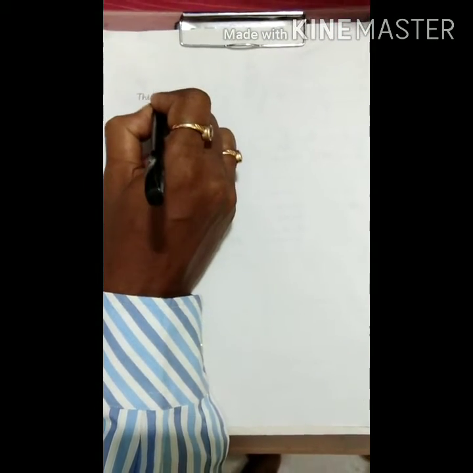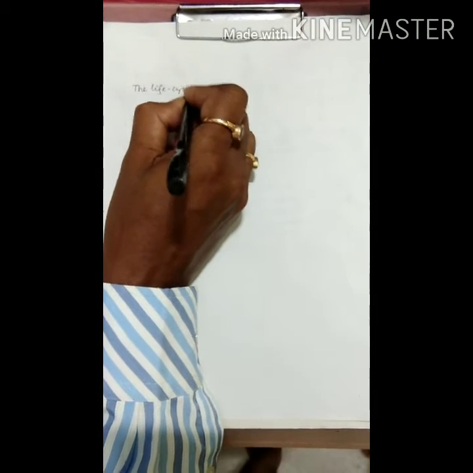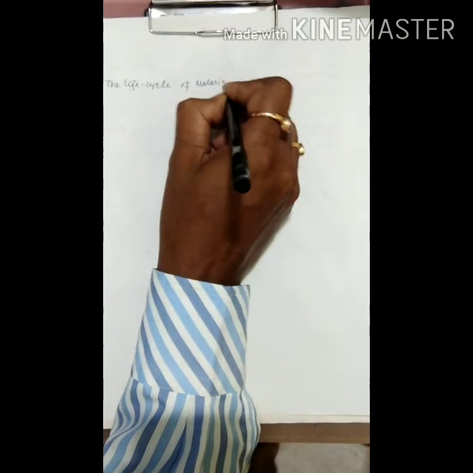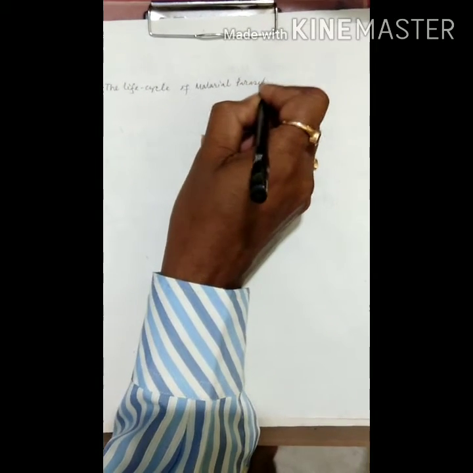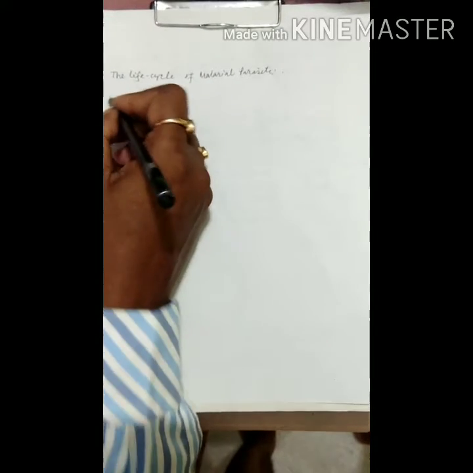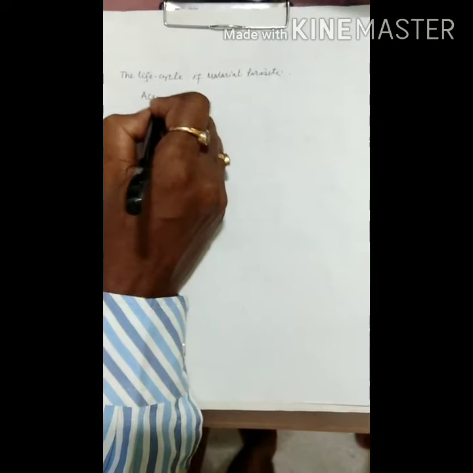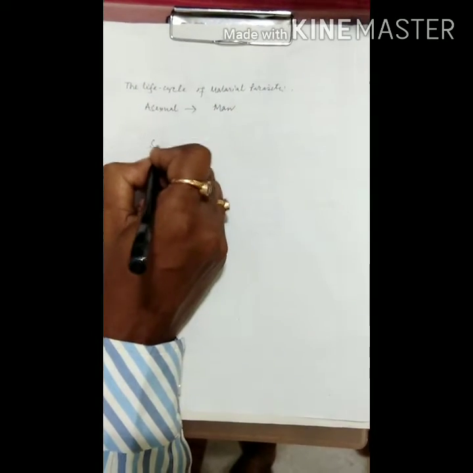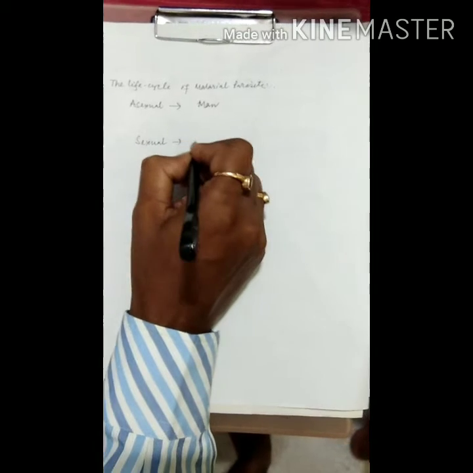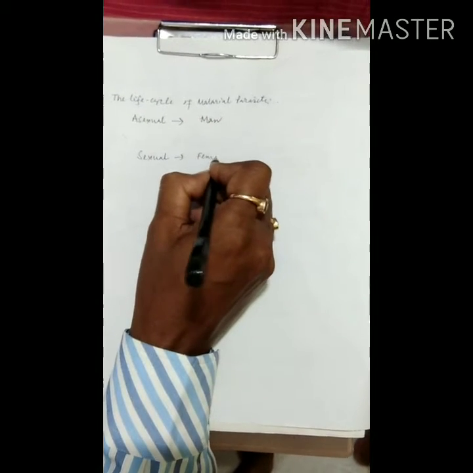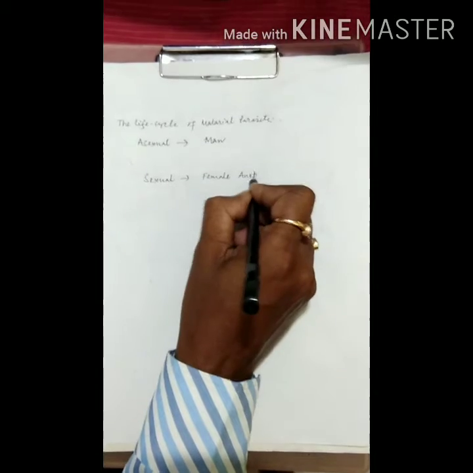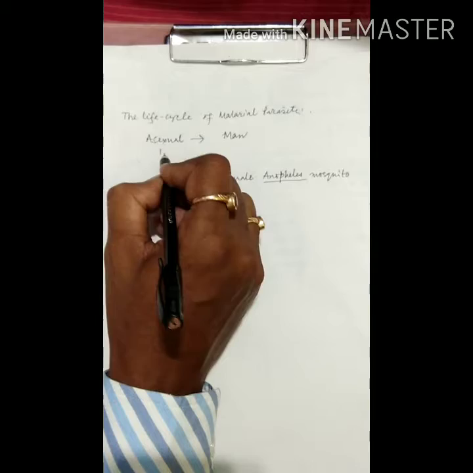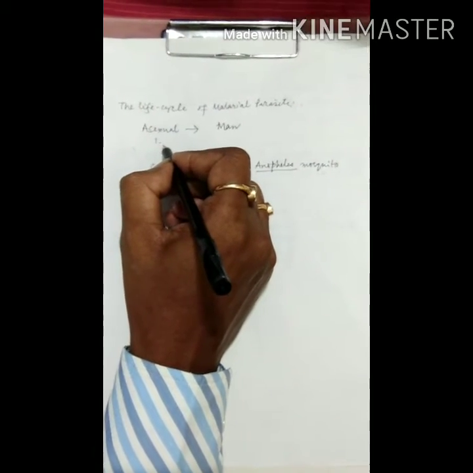The life cycle of the malarial parasite. We know that it takes place in 2 stages: asexual, found in man, and sexual, which takes place in the female Anopheles mosquito. Female Anopheles mosquito. Sexual cycle divided into 3 cycles.